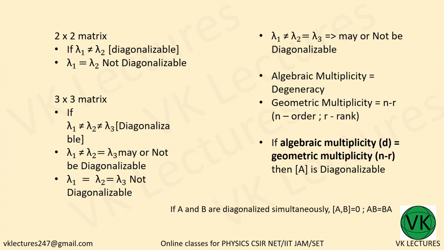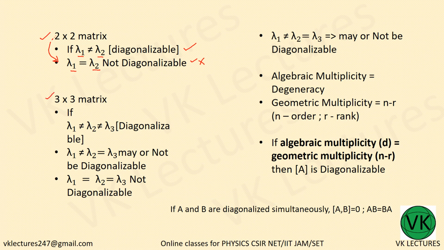Now let us see, for a 2 by 2 matrix and 3 by 3 matrix, how we can tell whether we can find the diagonalized matrix or not. For a 2 by 2 matrix, if the eigenvalues are distinct, that means lambda 1 not equal to lambda 2, then it is diagonalizable, and if lambda 1 equal to lambda 2, it is not diagonalizable. You cannot diagonalize a 2 by 2 matrix with the same eigenvalues.